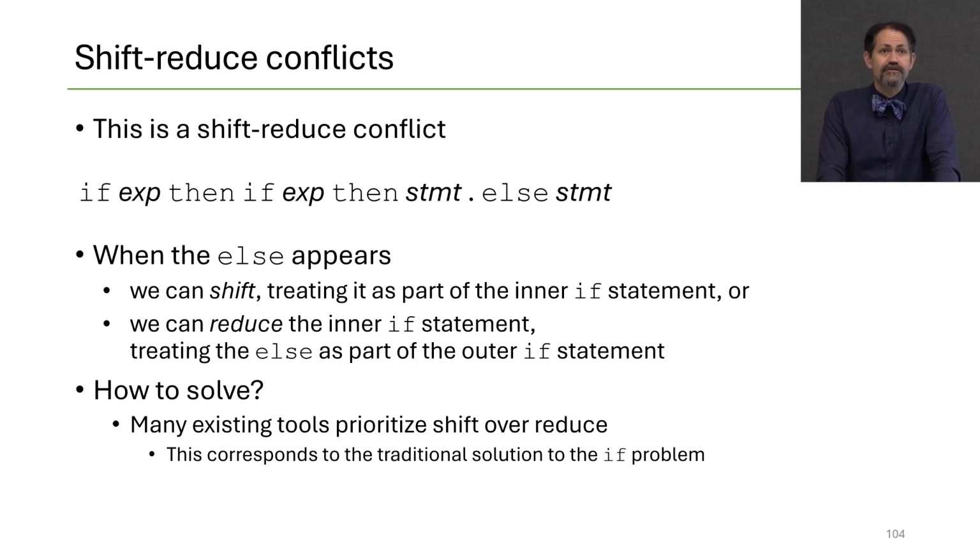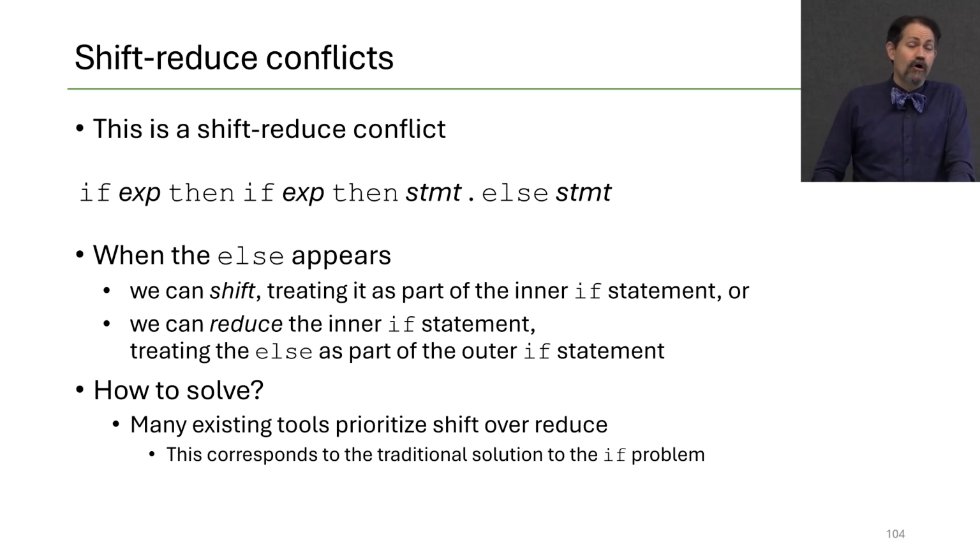So how do we solve this? Well, one simple solution is that tools just prioritize shift over reduce. And this actually turns out to be correct for this problem. The traditional solution to the if problem is that you always nest the else with the innermost if that it's possible to relate it to. So that corresponds to prioritizing shift over reduce, which is the default in a lot of tools.